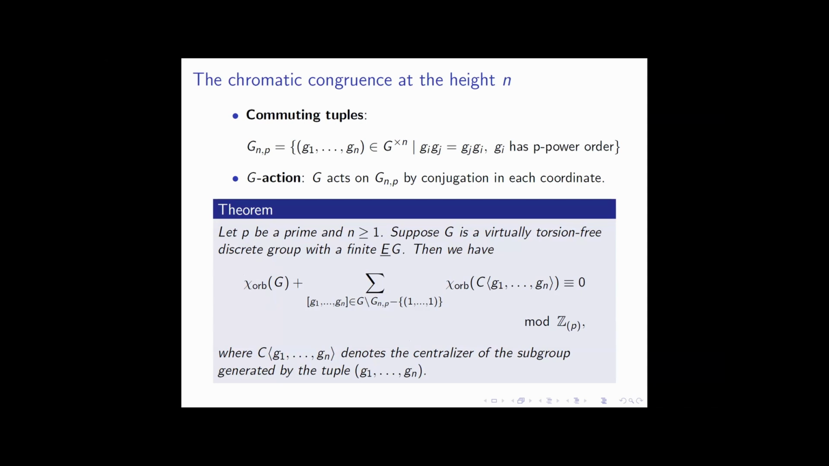So what is the sum going over? This is the quotient of this thing by the G action. You take equivalence classes of this by conjugation. And then you remove that 1, 1, 1, because I want this thing to be grouped here separately. And that is congruent to 0 mod Z_(p). So I'm saying something about the fractional part of this in terms of this.